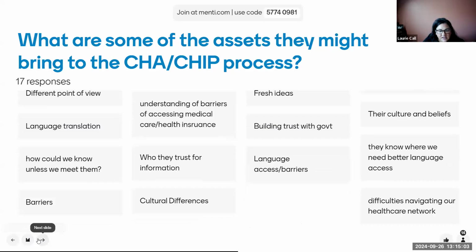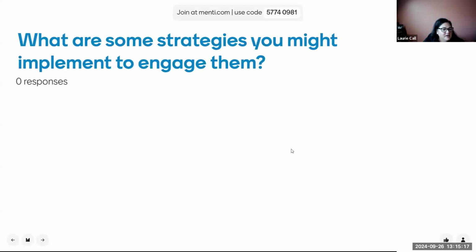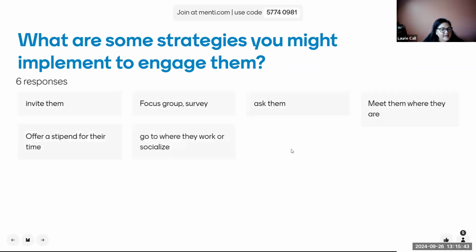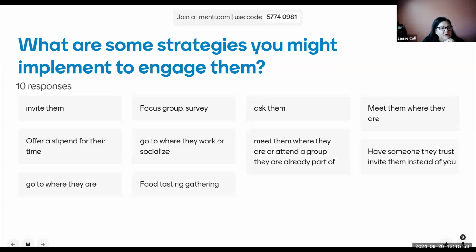So, what are some strategies? Let's look at the next question. What are some strategies you might implement to engage them? Oh, there we go. Thank you, Samantha. I'm sorry about that. Some strategies you might implement to engage them. So what kind of invitation, or how might you invite them to get them to come, especially if they have some distrust? Maybe focus groups or a survey. If you're saying ask them or invite them, is there a particular person or persons who might be better at asking? Are there some particular ways to ask them that might work better?